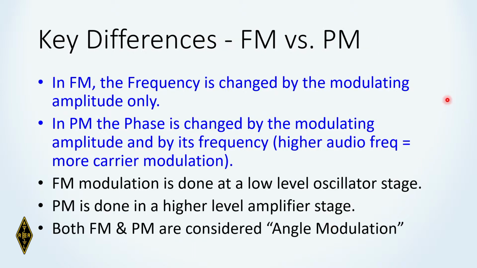And in FM, the frequency is changed by the modulating amplitude of the voice signal, for example. In phase modulation, it is changed by the modulating amplitude and also by the modulating frequency. So lower tones do not modulate as much in phase modulation as higher tones do. Keep that in mind. FM modulation is done at a low-level oscillator stage, phase modulation at a higher-level amplifier stage, and both are called different types of angle modulation. Just giving you some background here.